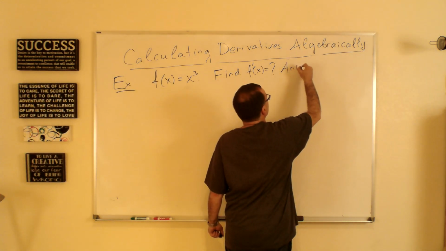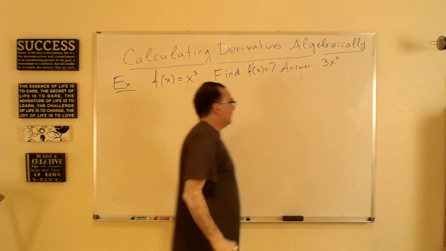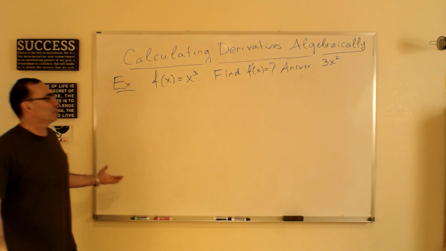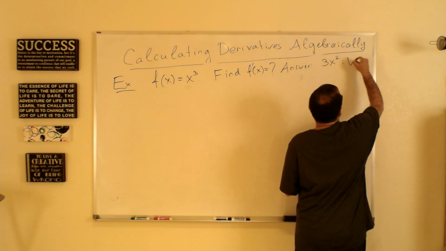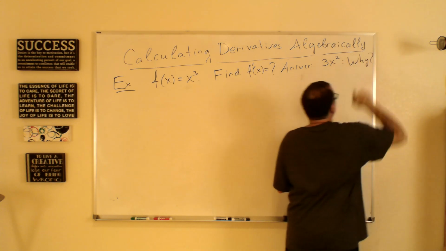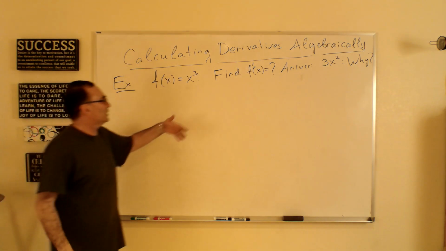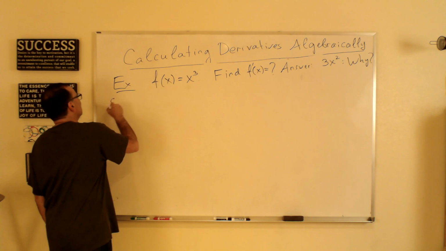So the answer is 3x squared. And you may have studied this answer maybe in other calculus courses, maybe in high school, but the big question is why. And the answer to this question why is because it will come out as the result of a certain long calculation. So let's perform it. So, solution.